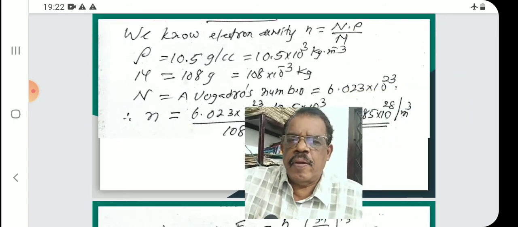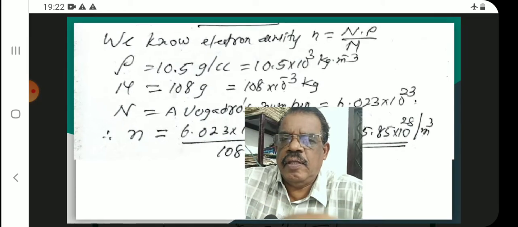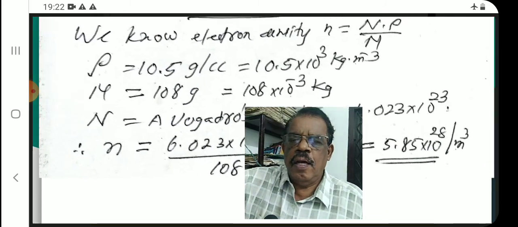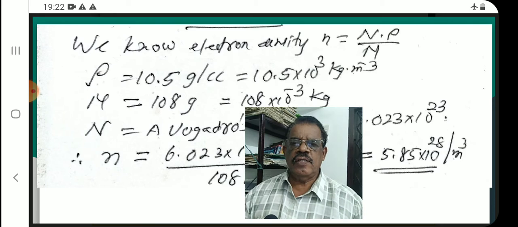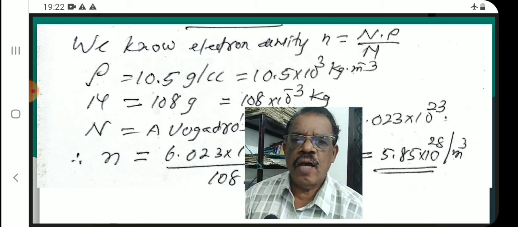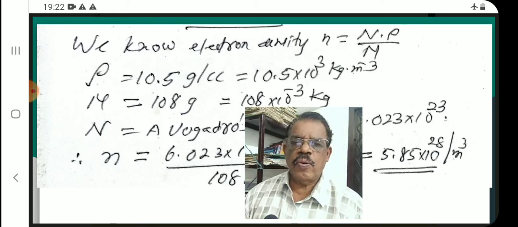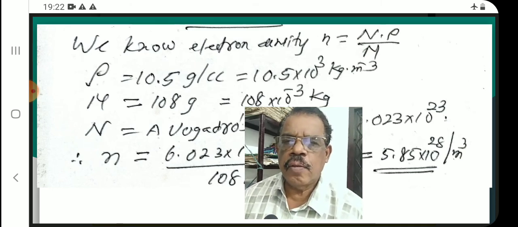അപ്പോൾ അതിന് നമ്മൾ നമ്പർ ഡെൻസിറ്റി, ഇലക്ട്രോൺ ഡെൻസിറ്റി കാണുന്നതിൻ്റെ ഫോർമുല നമ്മൾ നേരത്തെയുള്ള ക്ലാസ്സുകളിൽ പഠിച്ചതാണ്. ആദ്യം ഇവിടെ റിപ്പീറ്റ് ചെയ്യുകയാണ്. We know electron density n is equal to capital N rho by m, where N is Avogadro's number, rho is the density, and m is the molar mass.